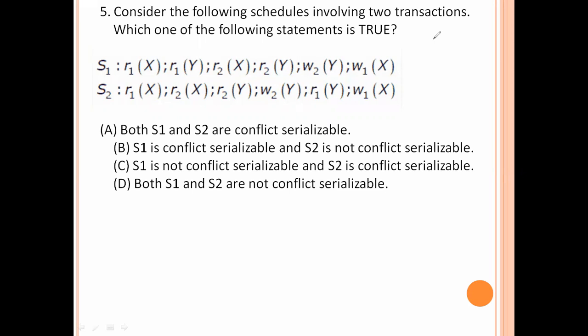Both S1 and S2 are conflict serializable? No, these two are not both conflict serializable. S1 is conflict serializable and S2 is not conflict serializable? This is also not correct. S1 is not conflict serializable, but S2 is conflict serializable. So option C is the right answer.